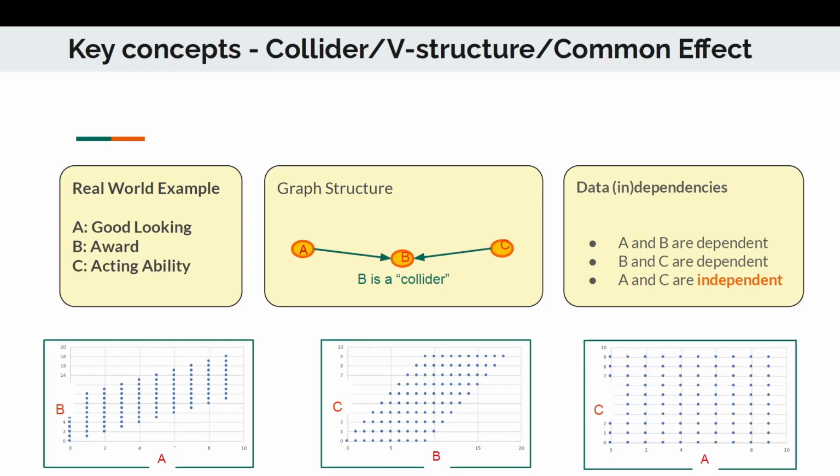And the last structure you can observe in a causal graph is a collider, where multiple variables have an effect over a single variable. In this example, being good looking and acting ability have an effect on getting awards. However, the difference is that, as you can see from observations A and C, good looking does not have an effect on acting ability. The distribution is independent.